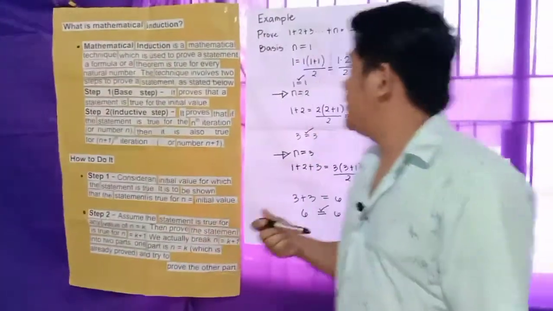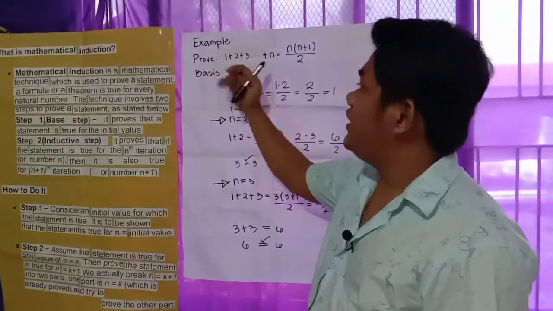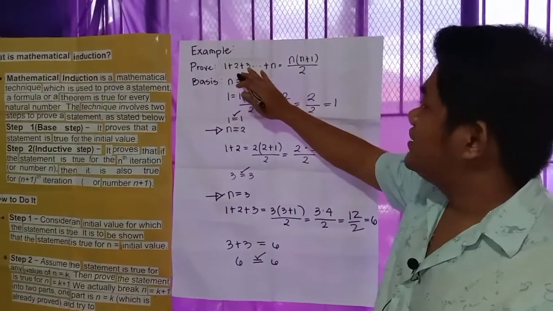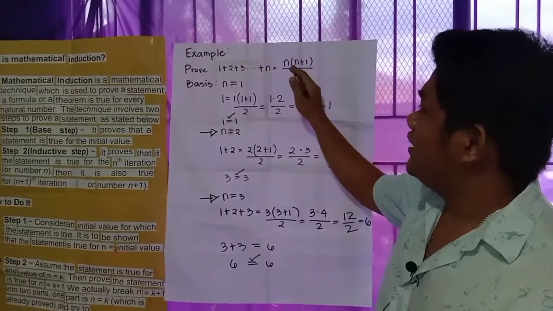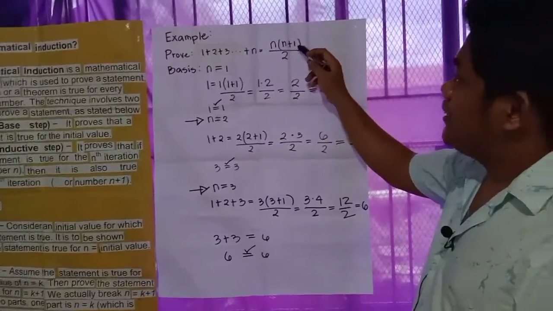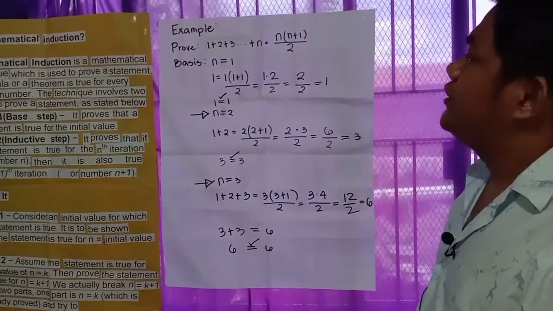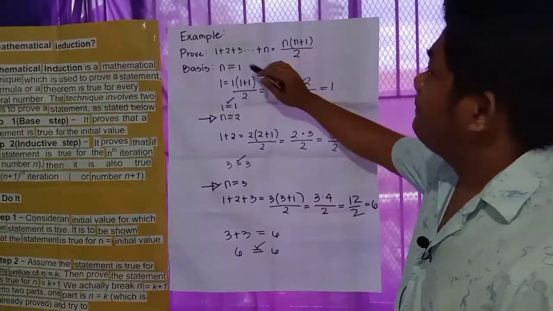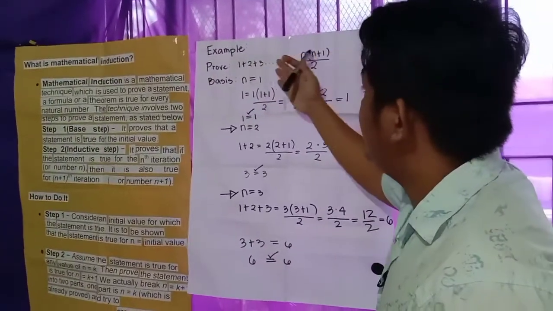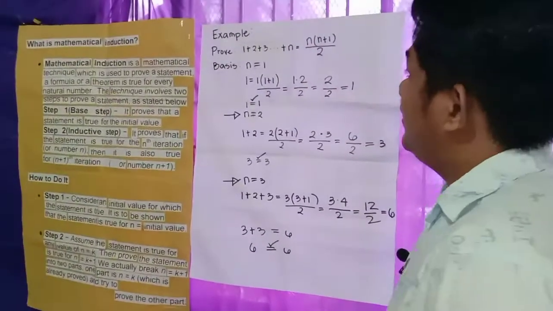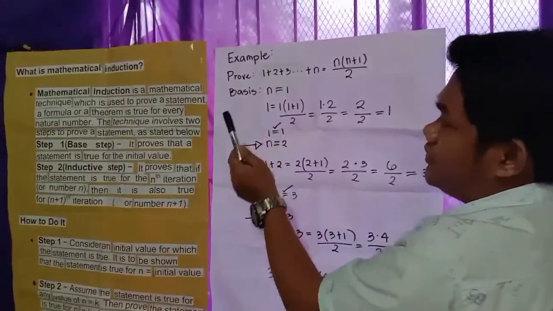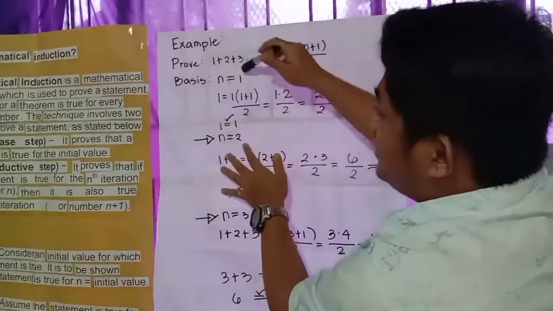Example. So, let's have an example. Given, prove 1 plus 2 plus 3 plus up to n equals n open parenthesis n plus 1 close parenthesis over 2. So, we prove that this side equals this side. So, they are equal. First, there are three terms, which are 1, 2, 3. So, first term, you need to, this is the basis.